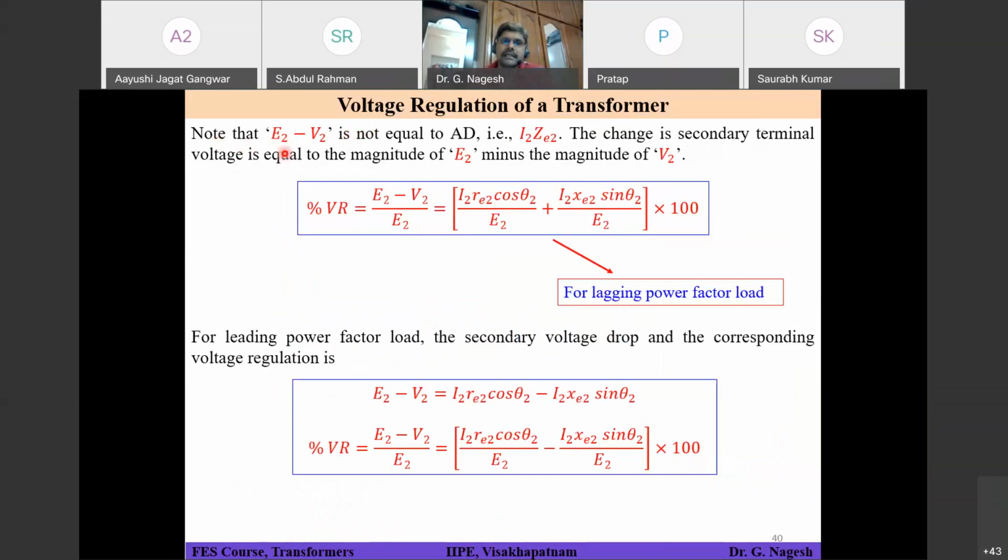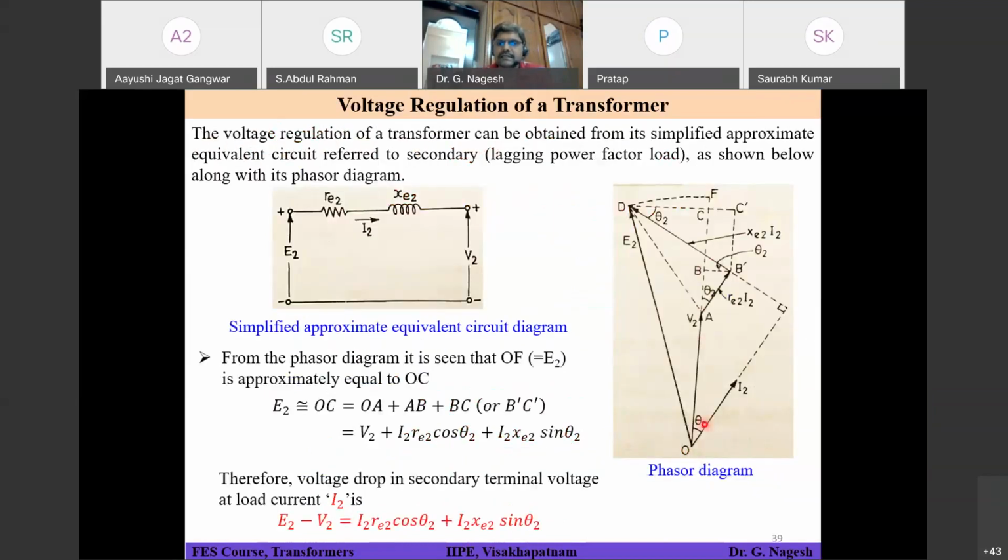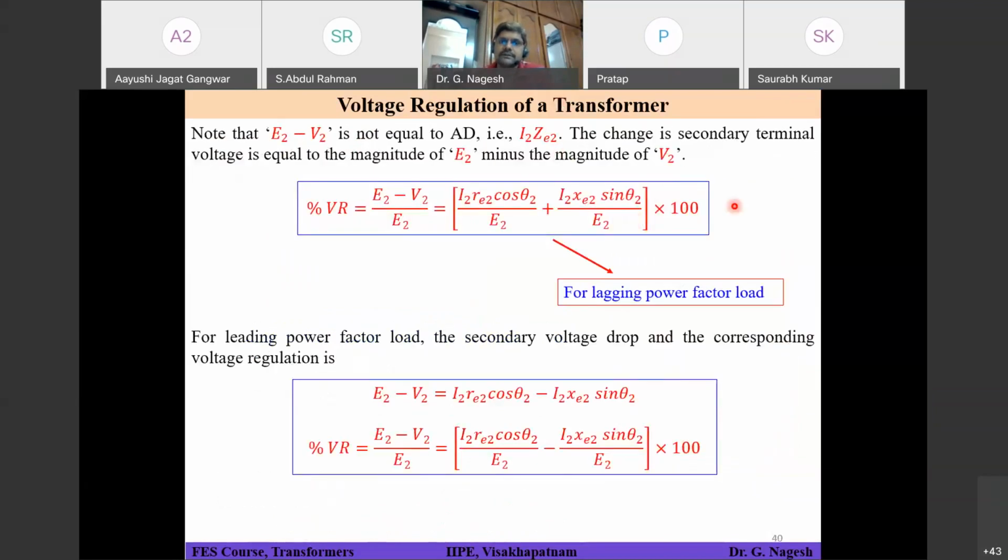Okay, so note that E2 minus V2 is not equal to AD, because if you see here, AD is this one. Okay, it's a phasor, right? But for voltage regulation, it's only the magnitude that is required, not the phasor. The change in the secondary terminal voltage is equal to the magnitude of E2 minus the magnitude of V2. That's what we have calculated now, right? So percentage voltage regulation is given by this expression for a lagging power factor load.